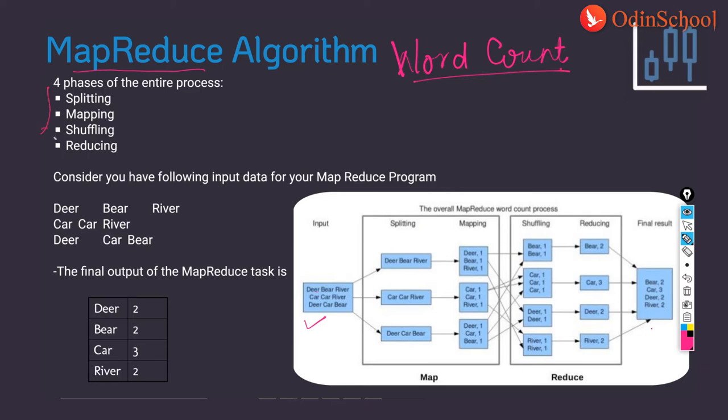There are four phases in this entire process. The very first one is splitting. Splitting means you split with the default line delimiter, which is slash n in our case. You are dividing your input file into multiple lines: wherever the first, second and third lines are, it simply splits them. This is also known as the file input format operation. If you see the next slide, you will see that.